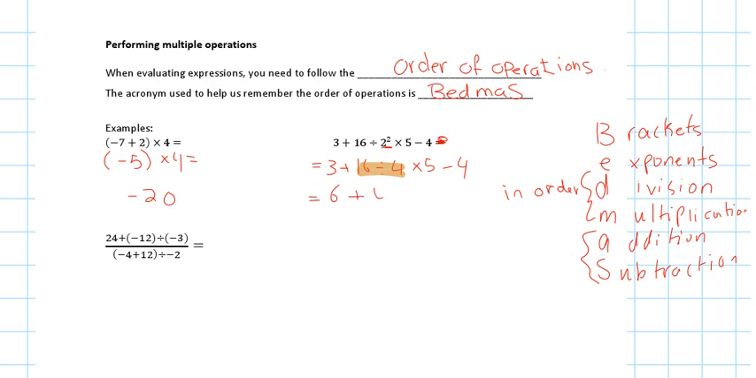It's 4. Okay, so I did the division, now I can do the multiplication, right? Because after division comes multiplication. Now I can do everything together because it's addition and subtraction, right?